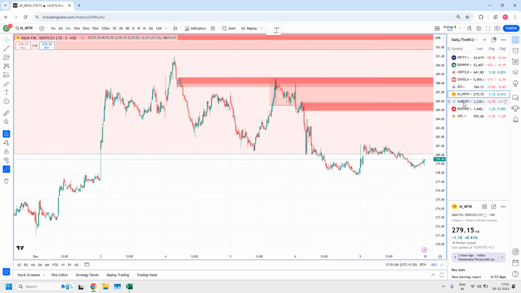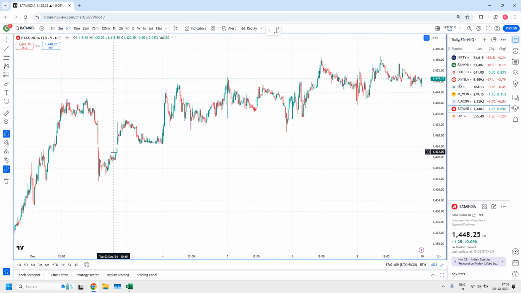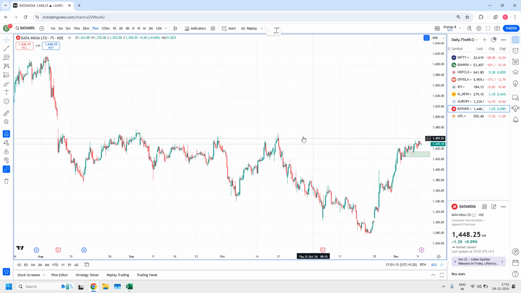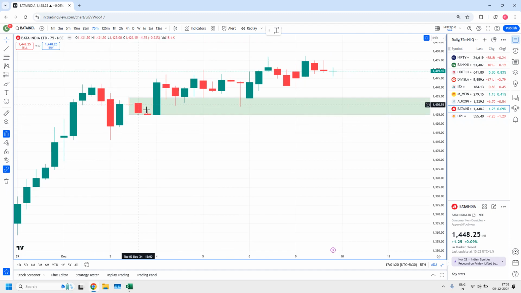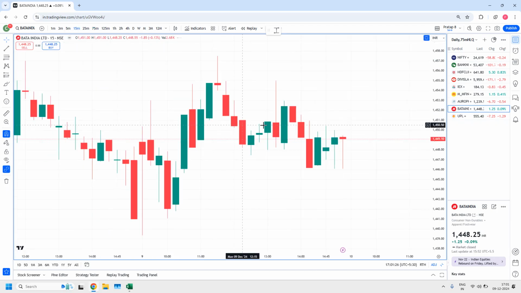And Aurobindo Pharma we already discussed, and the next one is Bata India. Bata India, 75 minutes high liquidity demand zone. This is a rally, 3 base candles and a rally. But have you noticed we didn't fine tune this zone because the 15 minute structure is very bad.